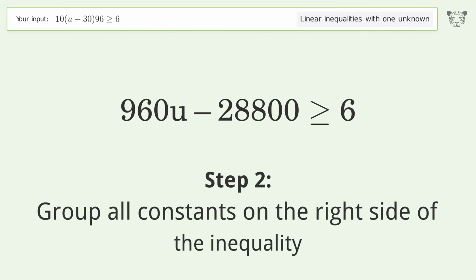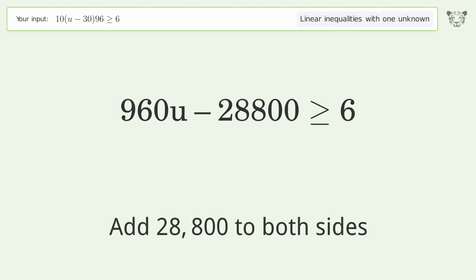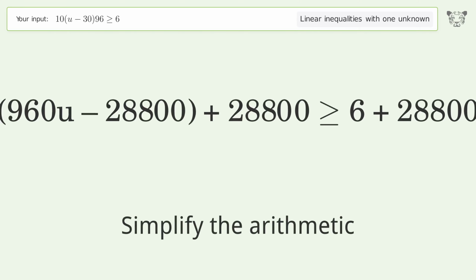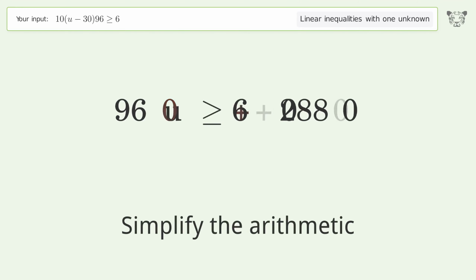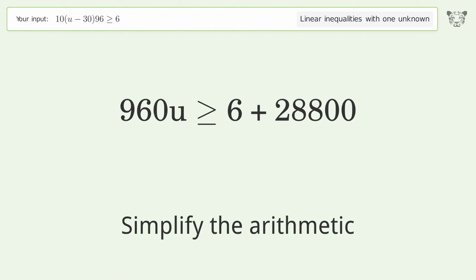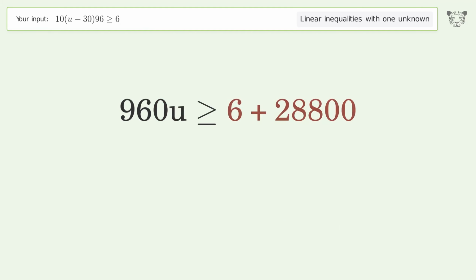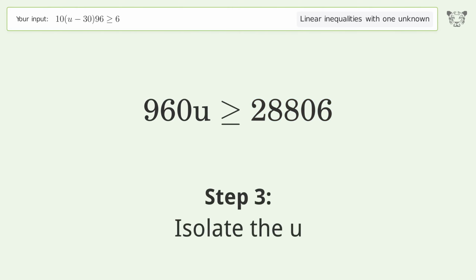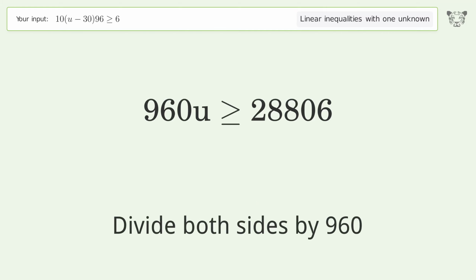Group all constants on the right side of the inequality. Add 28,800 to both sides. Simplify the arithmetic. Isolate the u. Divide both sides by 960.